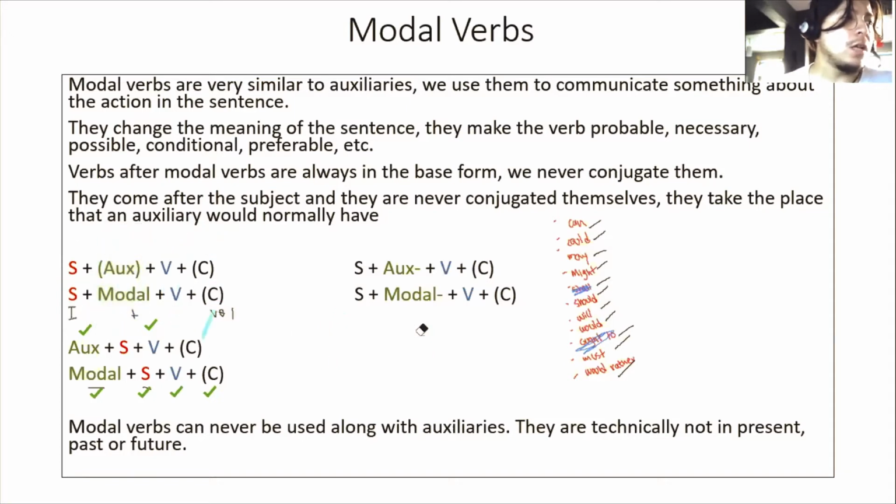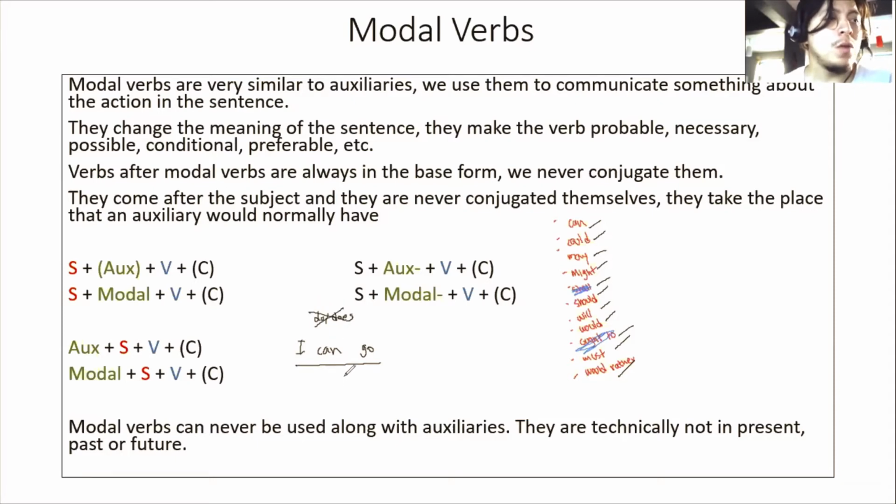If you have an auxiliary, the auxiliary is going to tell you if the sentence is in the simple present, in the simple past, in the future continuous, or whatever. So when you say I can go, this sentence is technically not in present because the auxiliary for present is do or does, and we cannot use the auxiliary when we have a modal verb. So you never combine them, and this sentence is technically not in present.